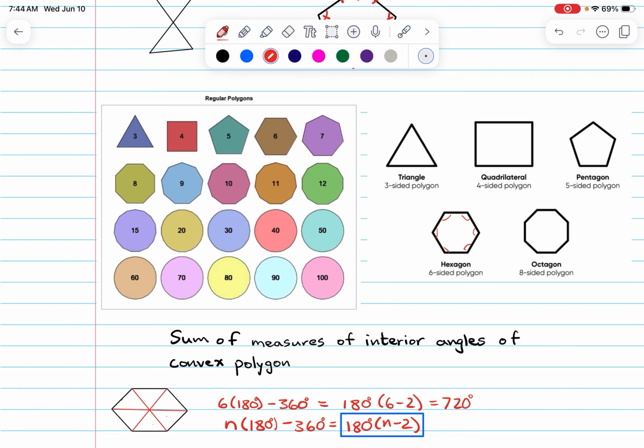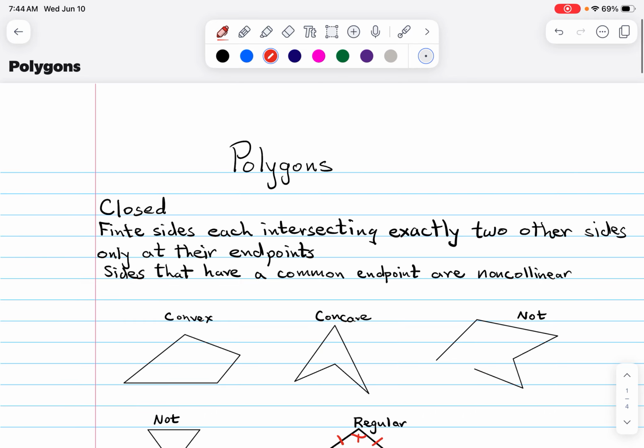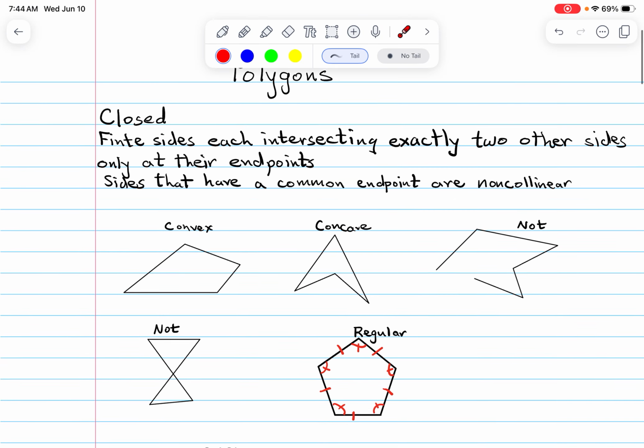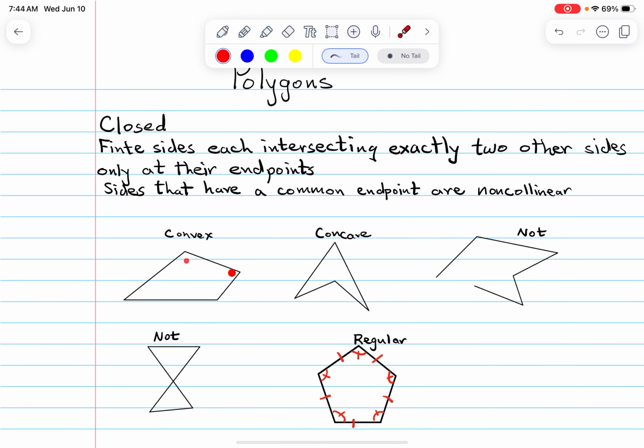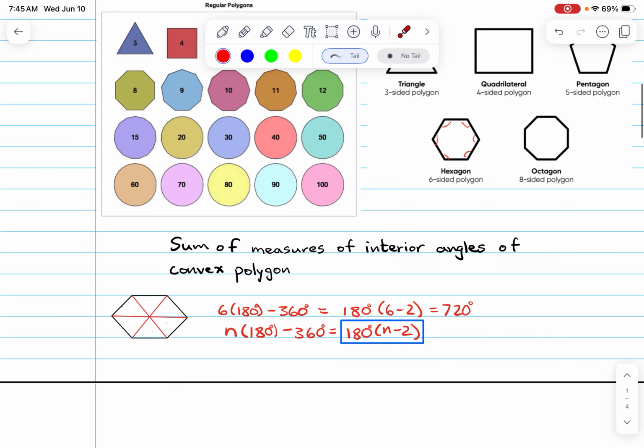What I want to look at is the sum of the measures of interior angles of a convex polygon. Remember, convex is like this. I want to see what happens when I add this angle to this angle to this angle to this angle. What is going to be that sum? Notice this is a 4-sided polygon. So what is the sum of the angles? Well, let's consider this polygon right here.